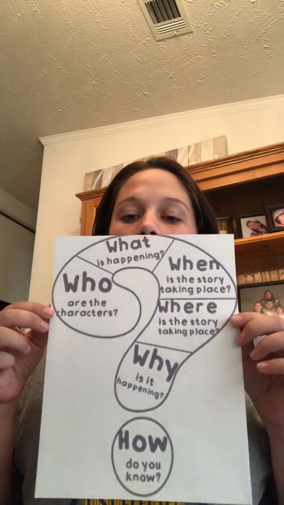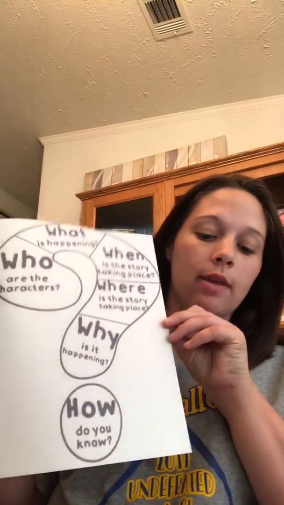It looks something like this with the question mark on it. That way we're moving through each question, and we're going to answer each question based on the book that we just read. It says, who are the characters? What is happening? When is the story taking place? Where is the story taking place? Why is it happening? And how do you know? So that answers all of our questions for the story that we've just gone over on our anchor chart.